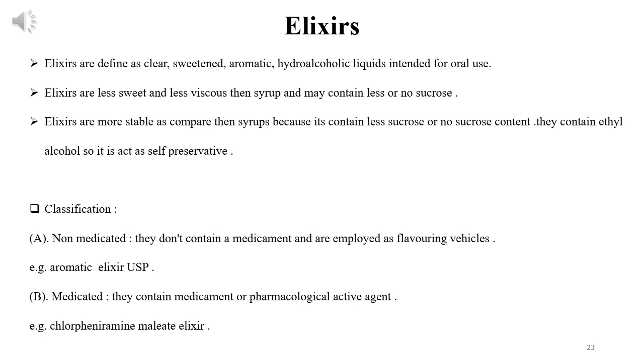So there is a classification of elixir. There are two types, non-medicated and medicated. As you can understand from the names, non-medicated means they don't contain medicament and are employed as flavoring vehicles, meaning they only have flavor. An example is aromatic elixir USP. Medicated means they contain medicament. For example, chlorpheniramine maleate elixir.